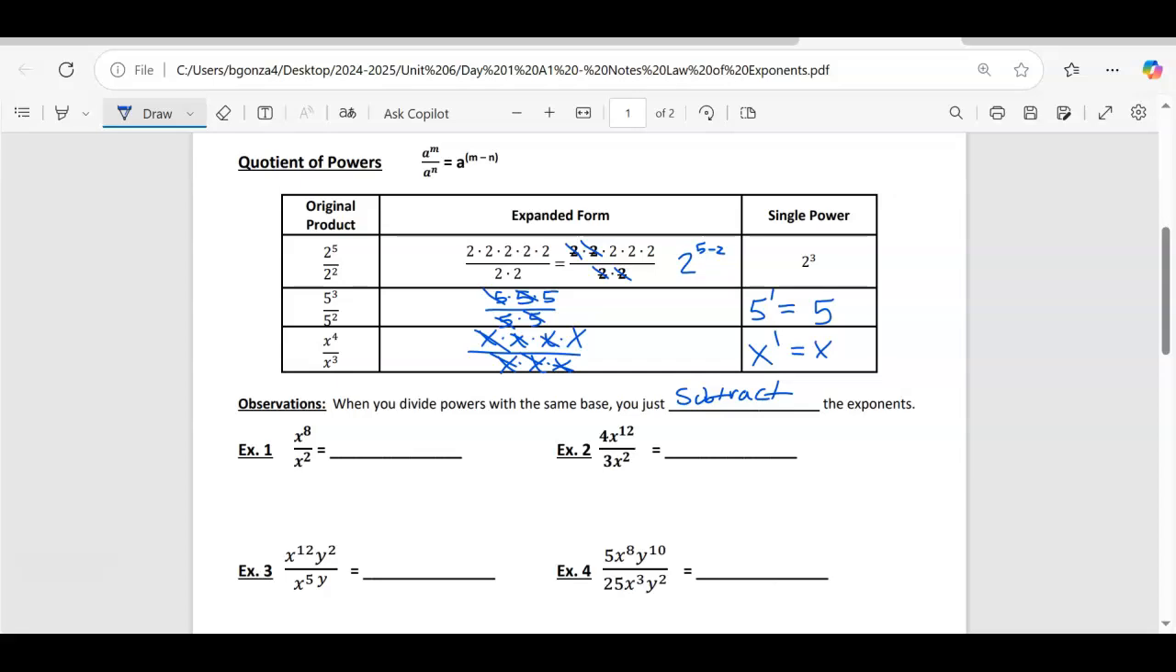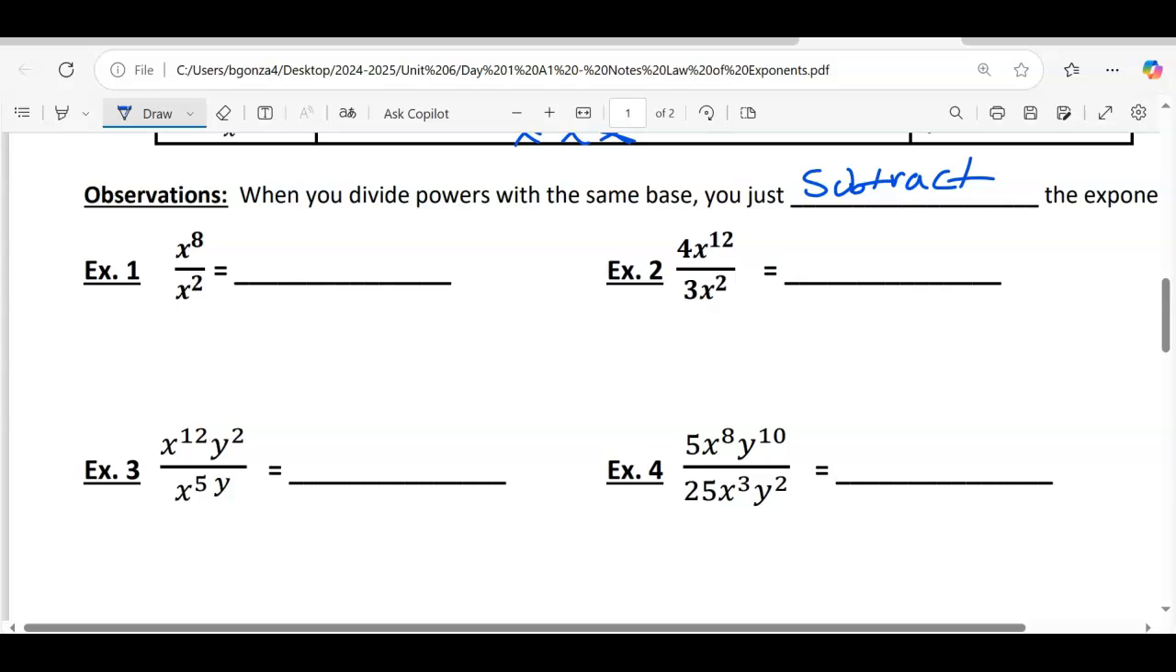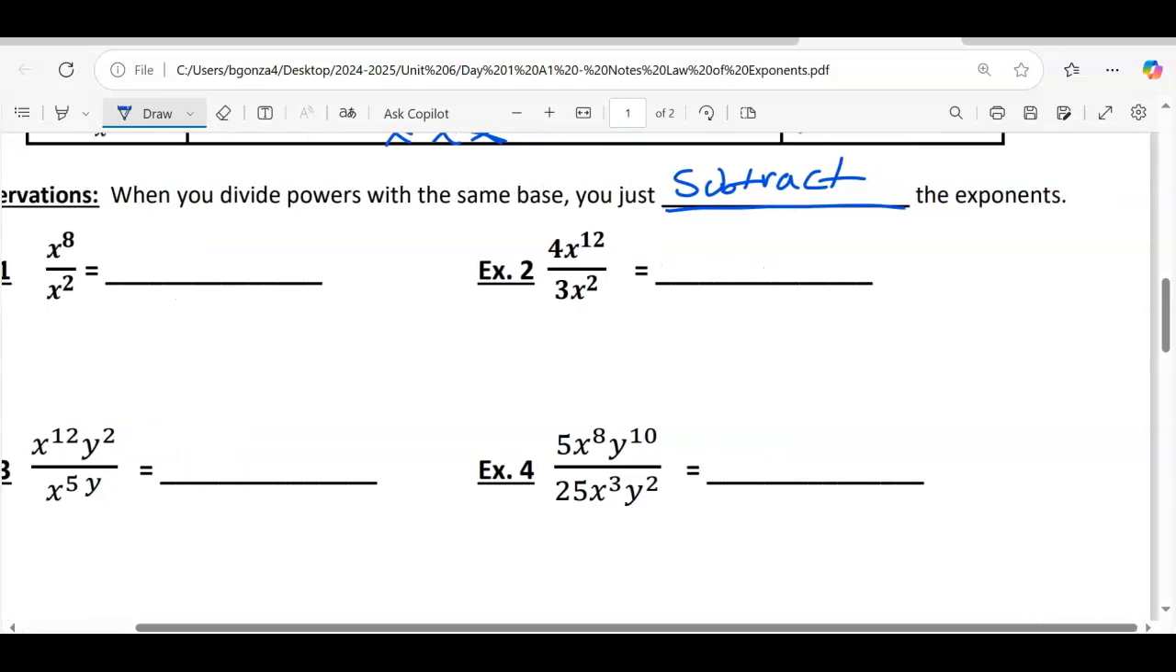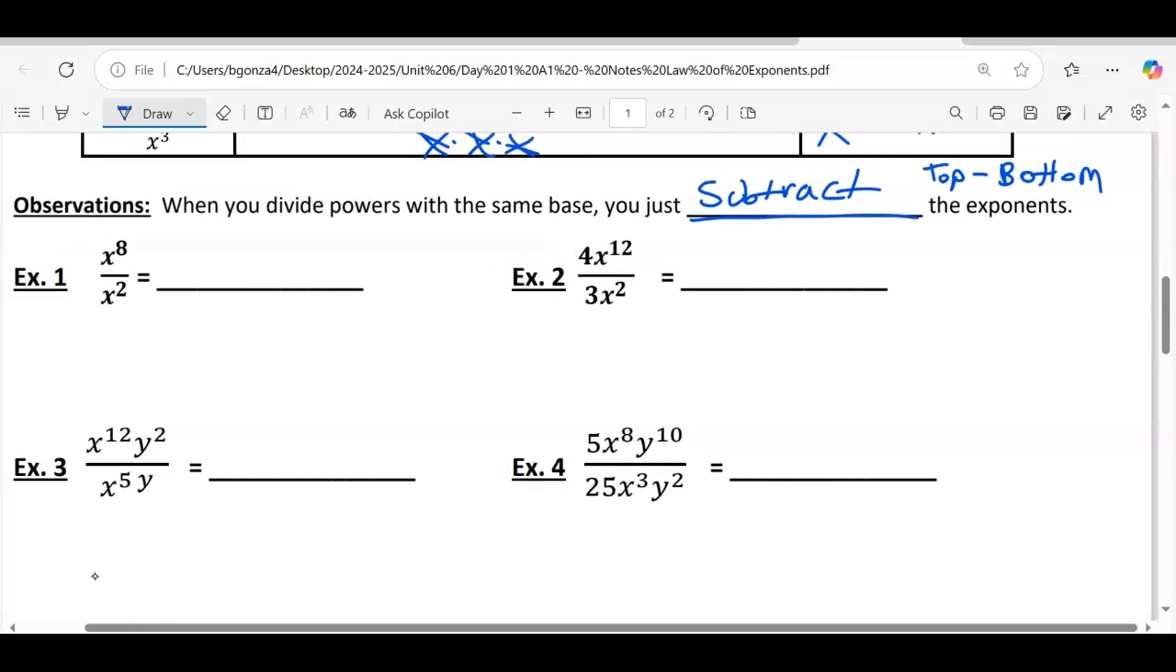All right, let's talk about this. Example 1. Do the top and bottom have the same base? Yes, they're both x, right? What do I do with the exponents? I subtract. So top, and let's write this over here. It's always top minus bottom. Don't do it the other way around. Okay, so 8 minus 2 is 6.